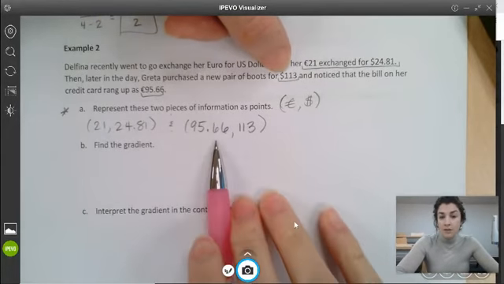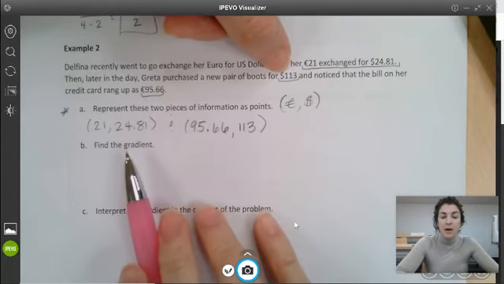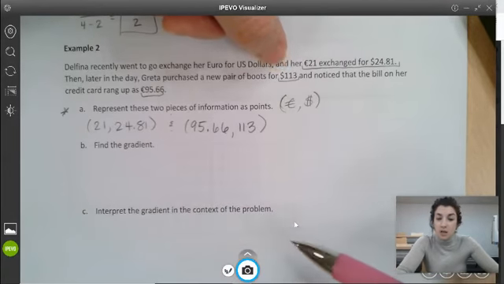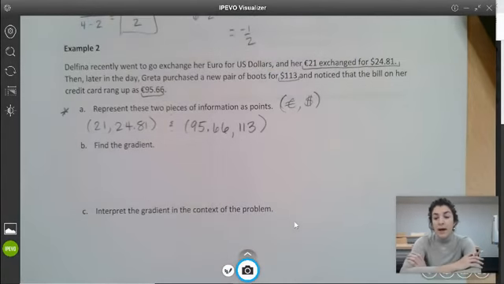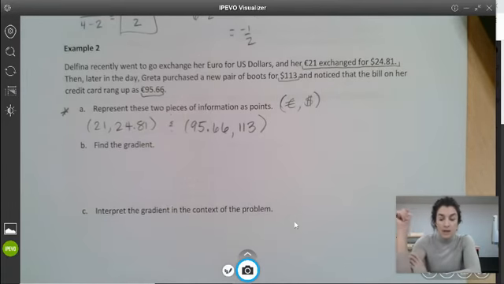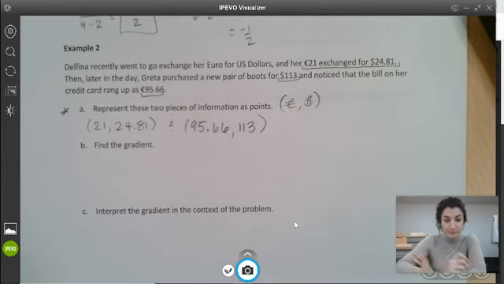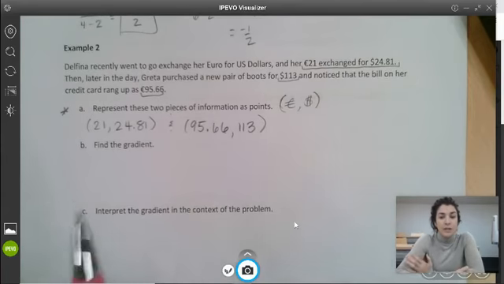So right now I've got these 2 points, and it asks us to find the gradient and then interpret the gradient in the context of the problem. It's asking us to treat this as a linear relationship, which all exchange rates are. All exchange rates are a constant rate of change. They may change from day to day, but in that day, no matter what value you're choosing, the exchange rate is going to be the same. Whether you're choosing really small numbers or really big numbers, that rate stays the same in that day. So it's a linear relationship.